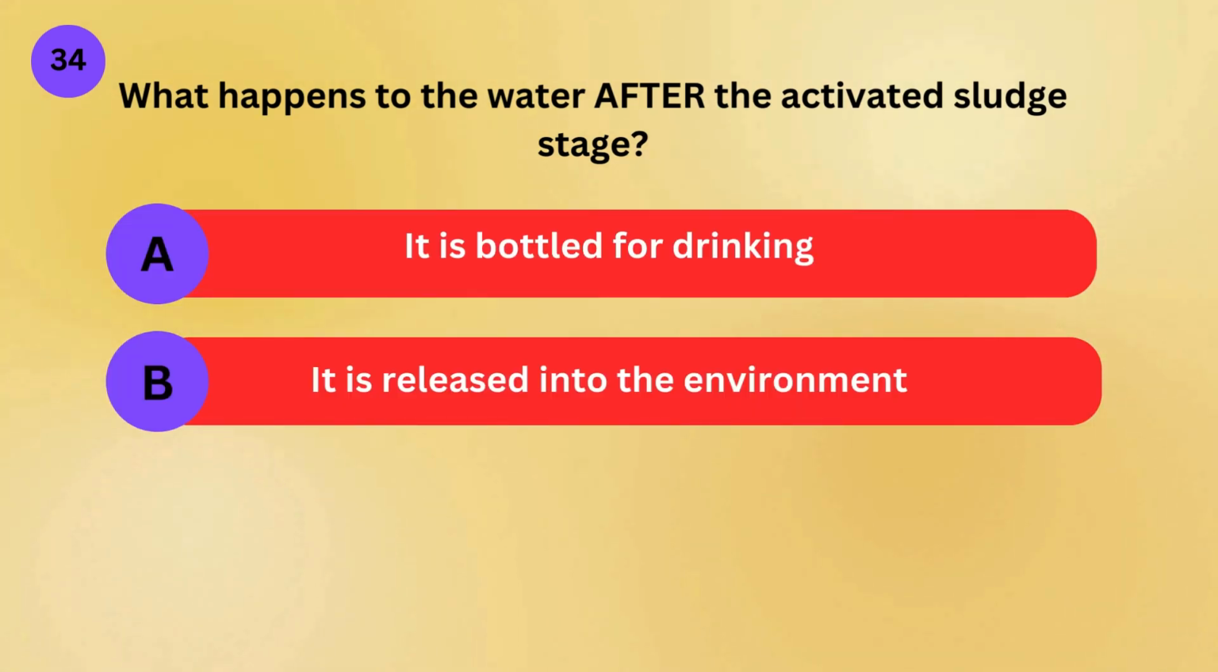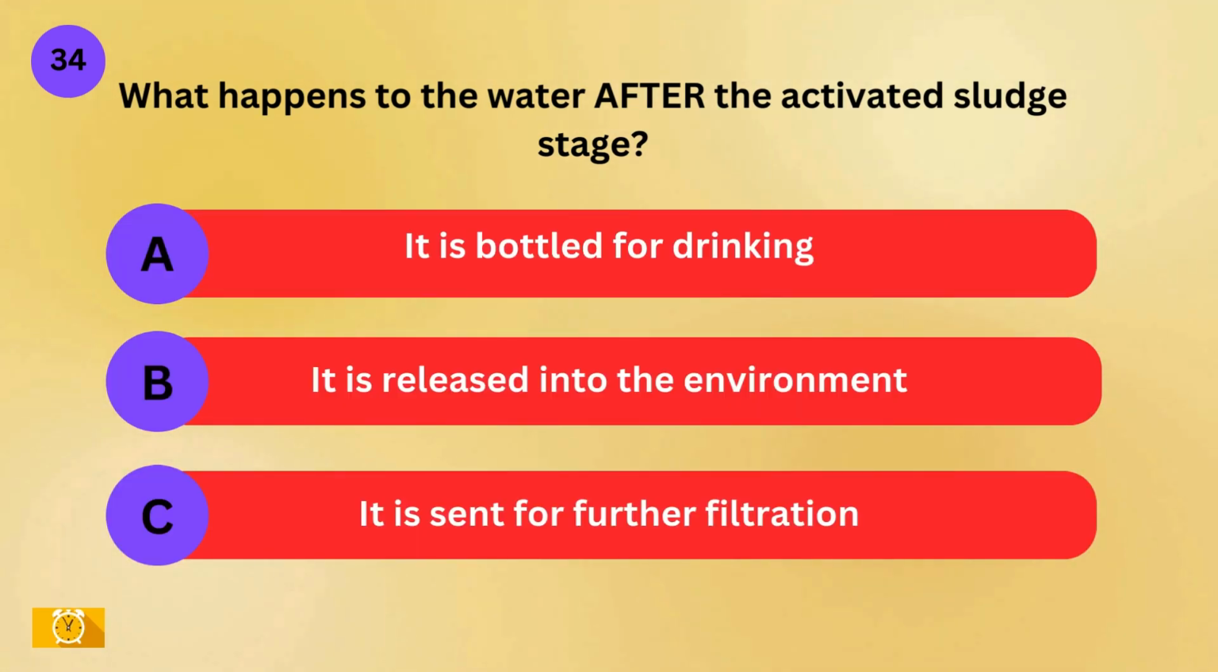What happens to the water after the activated sludge stage? It is bottled for drinking, it is released into the environment, it is sent for further filtration.